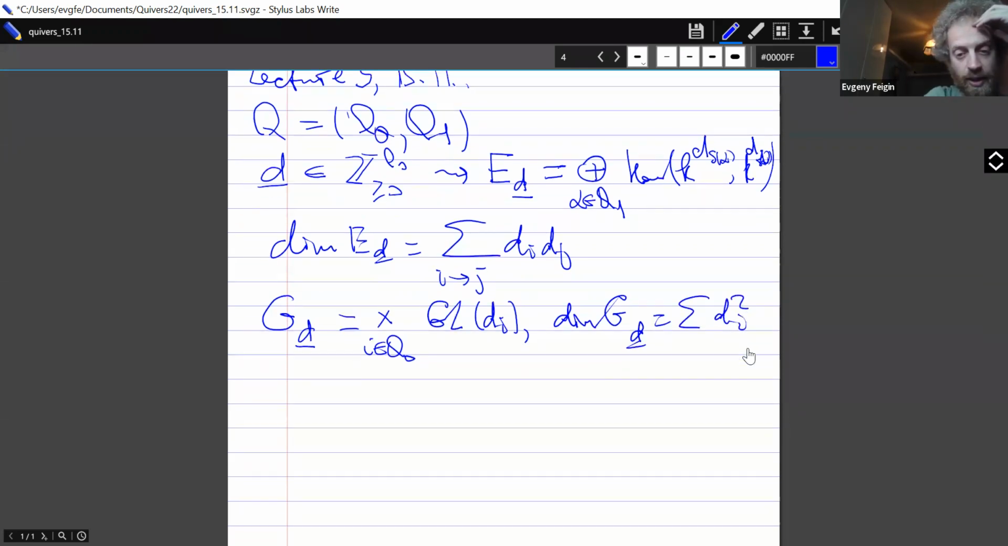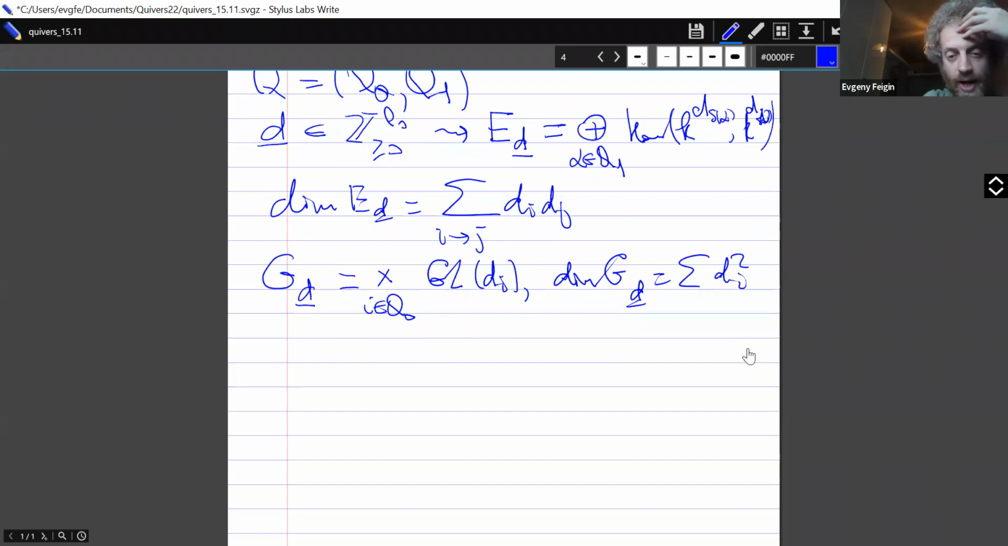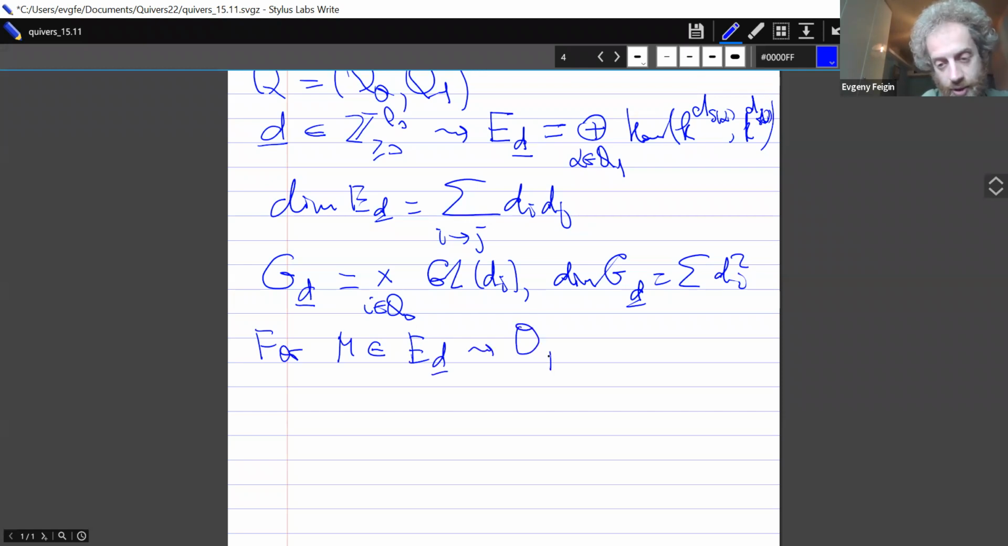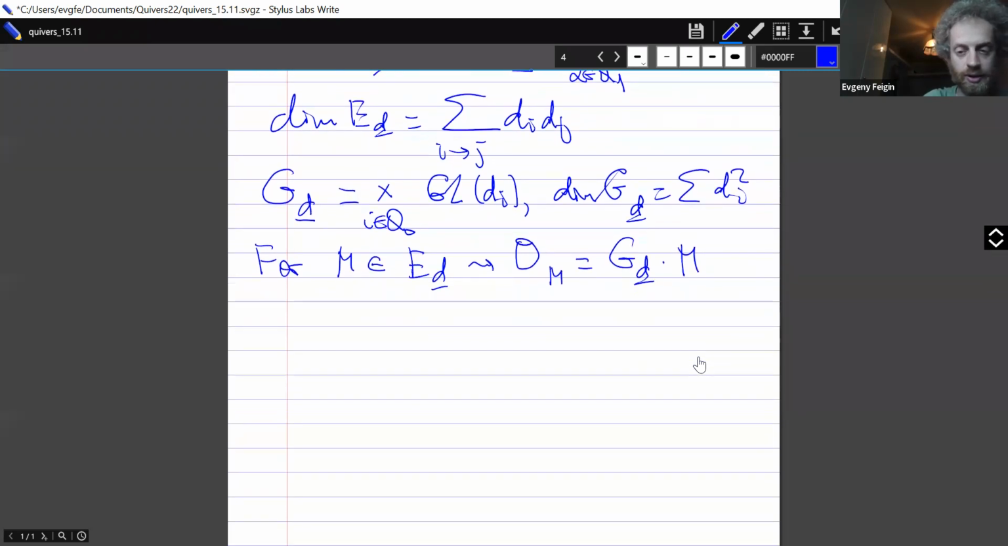Okay. And then this group acts on the representation space, and for a representation M in E_d we considered the corresponding orbit of M, which is just the G_d-orbit of the representation M. Good. Okay, so far it's fine.